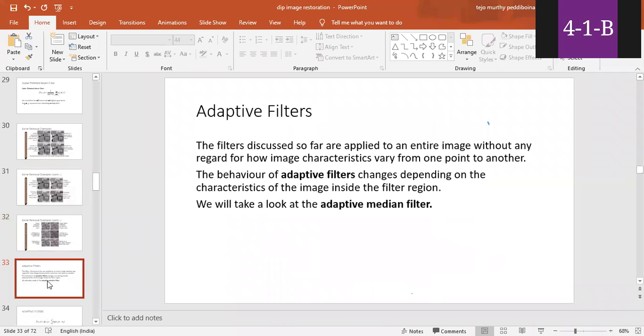So then we will discuss the very important thing, adaptive filters. Anyway, before going to that, let us see the programs also using Octave software.